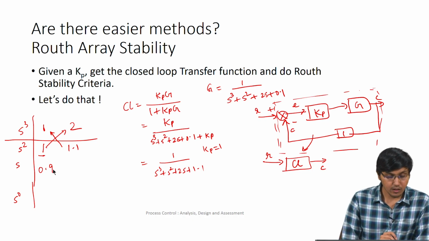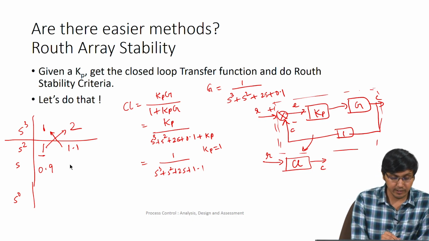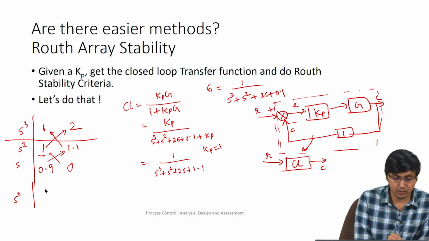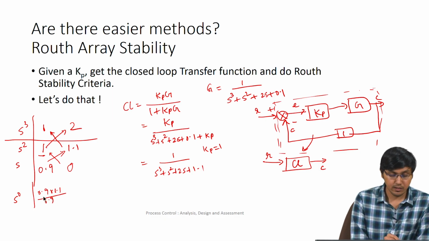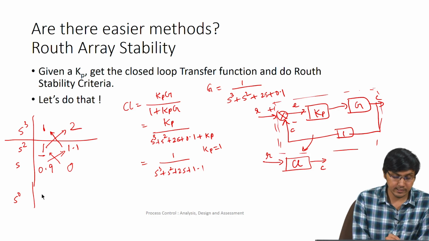So, basically again this is nothing, there is no term to fill because there are no other terms left out here. So, this we will take as 0. Now you cross multiply this and subtract with this. So, the subtraction is basically 0, right. So, what we get is 0.9 into 1.1 divided by 0.9. That basically becomes 1.1. So, everything here becomes 1.1.